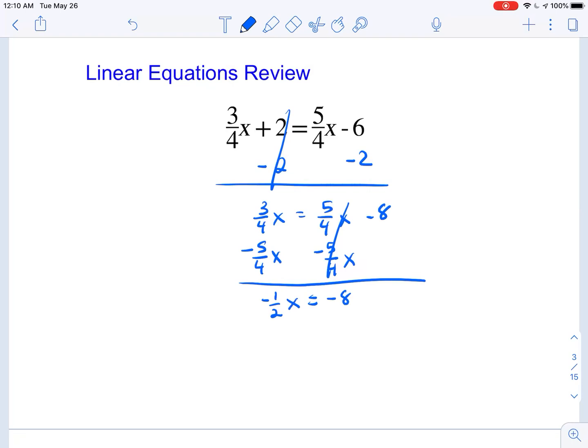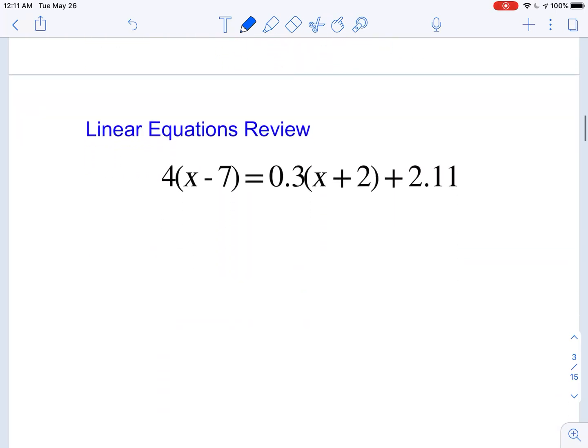x. Now, again, to get rid of the negative 1/2, I'm going to multiply by the reciprocal, which in this case is a negative 2. Remember, negatives follow you when you use a reciprocal. That will cancel everything on that side and give me a positive 16 as our solution. Okay, and so now let's try one more example just to make sure we really understand this.